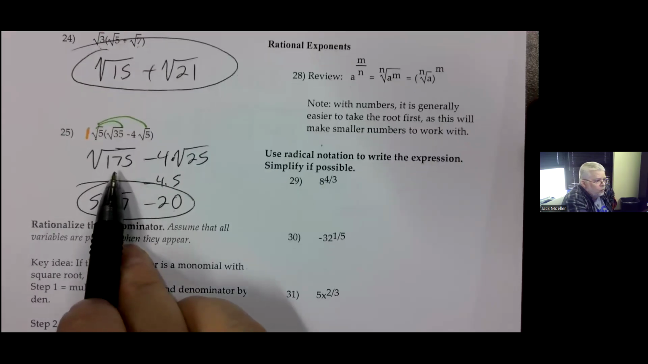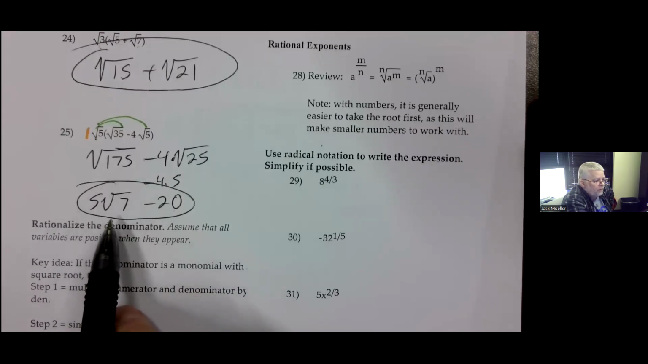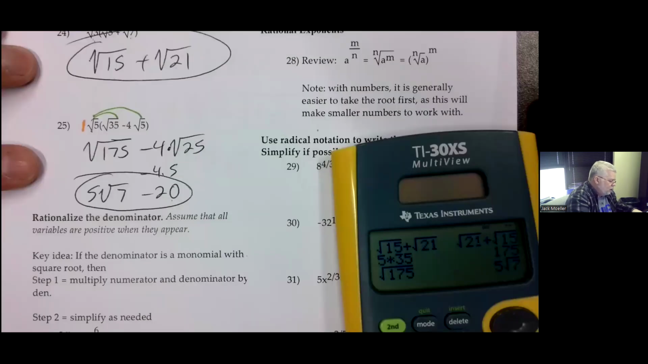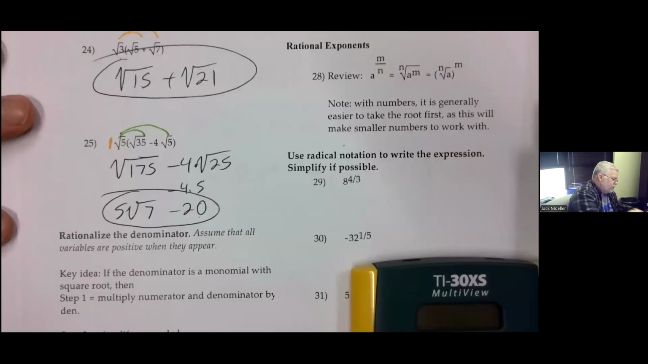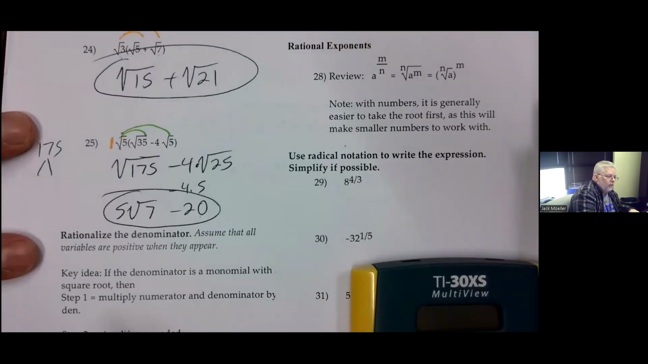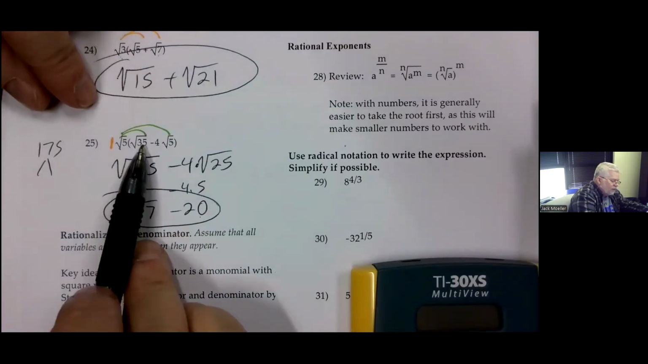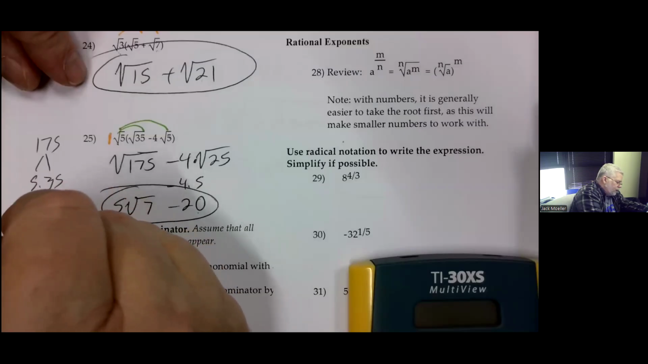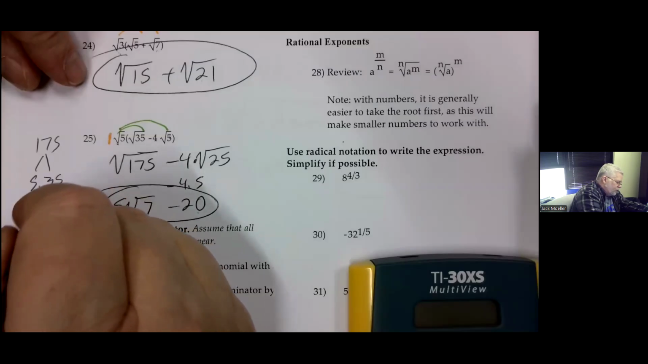Now, how does 175 become 5 square root of 7 if you don't have a calculator all at once? Well, you kind of need your factor trees. And it turns out that if you do your factor tree for 175, well, it divides by 5. Well, how do we get the 175? We did 5 times 35. And then 35 is 5 times 7.